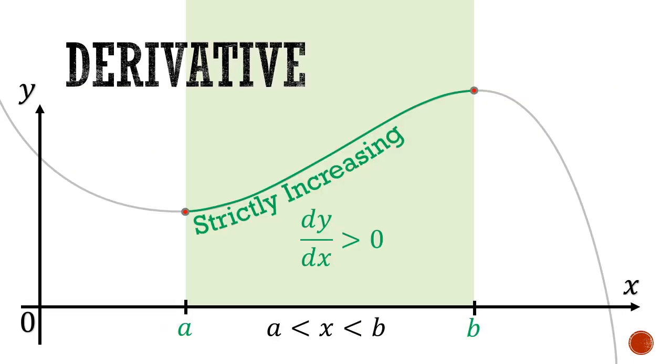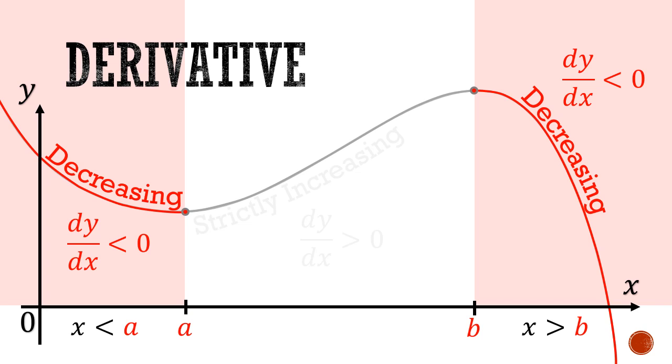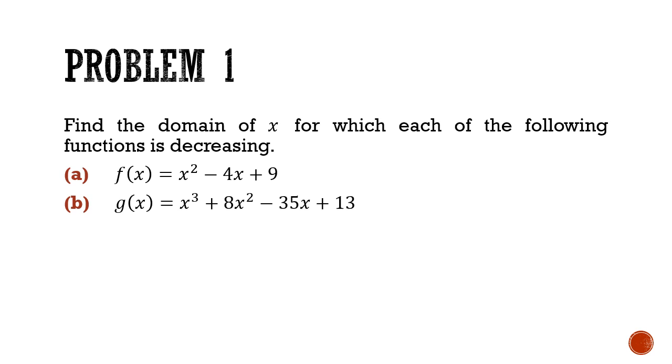To summarize, if a curve is strictly increasing, the dy/dx is strictly greater than 0. And if it is strictly decreasing, then the dy/dx is strictly less than 0. Now let's solve some problems.